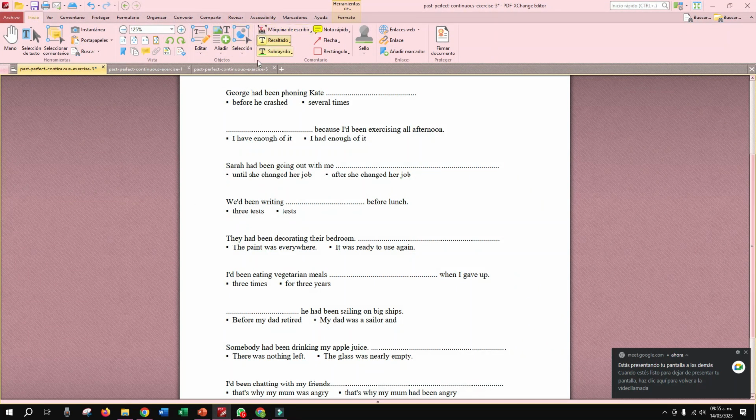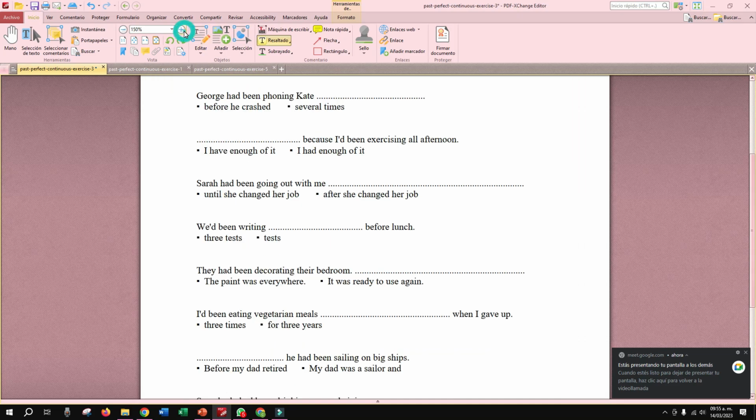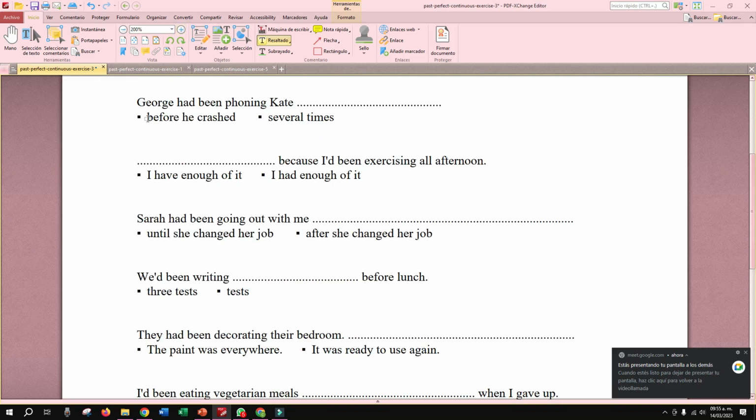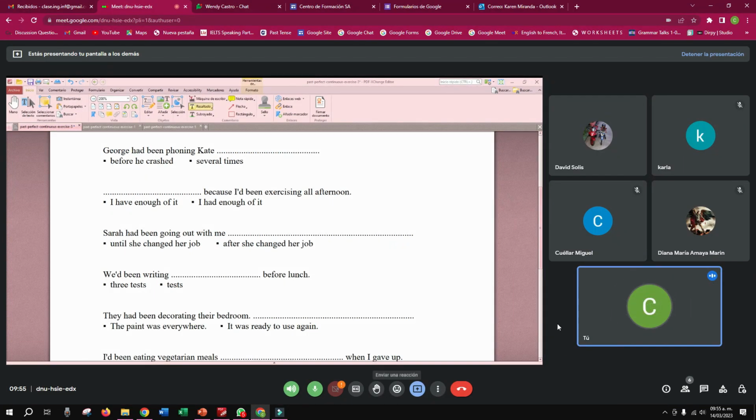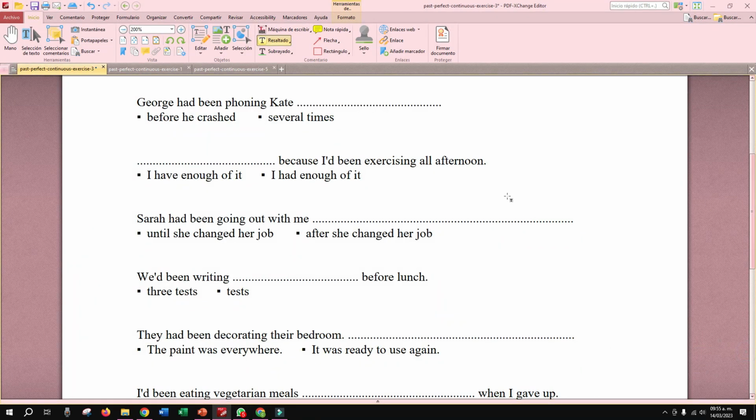There you have: George had been phoning Kate. There you have two options: before he crashed or several times. Which one do you think will be the correct answer there? Yes, Mr. David? I think before he crashed. Excellent. That will be that one. So George had been phoning Kate. Remember that there you have first an action and then the other one that continues, right? So before he crashed. Excellent, Mr. David.